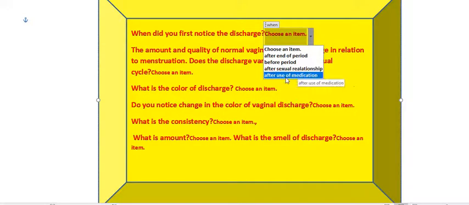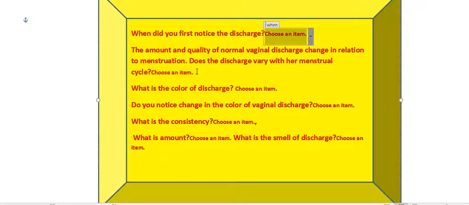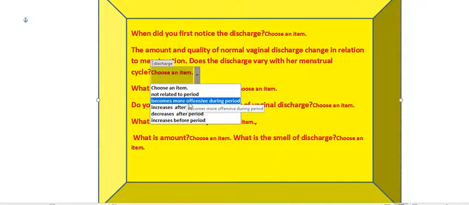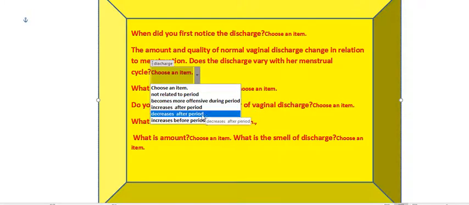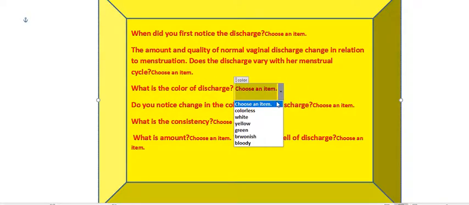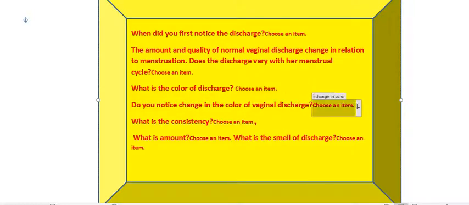after sexual relationship or after use of medication, and what is the amount and the quality of the discharge, not related to the period, or becomes more offensive during period, or increases after period, or decreases after period, or increases before the period time. What is the color of the discharge? Colorless, white, yellow, green, brownish, blood. And you notice change in the color of the discharge: no change, becomes yellow, becomes green, or becomes bloody.